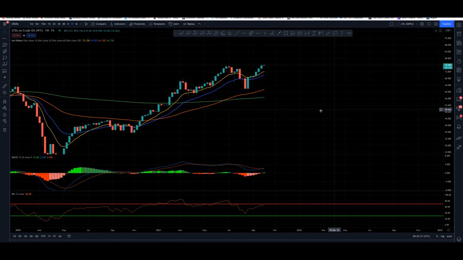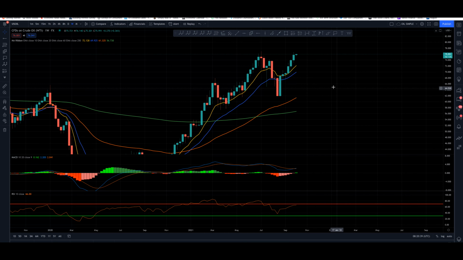Right then. So on the weekly time frame, we have our 4 exponential moving averages here: 10 in yellow, 20 in blue, 60 in orange, 250 in green. We have our MACD set with a 10 for the signal and the 20 for the average, which is the blue and orange lines. And we have an RSI set to a 10 close with the green 30 level representing oversold and the red 70 level representing overbought.